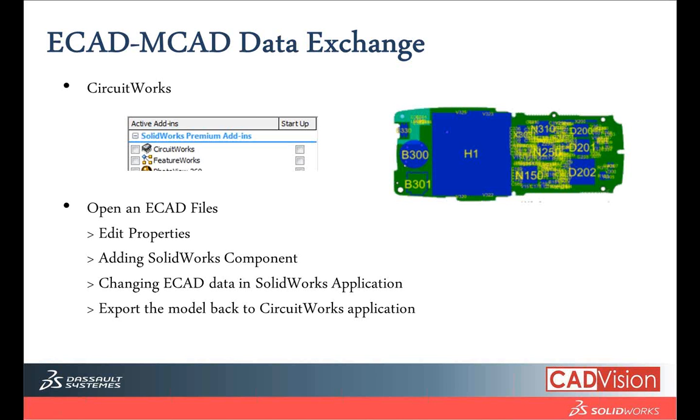Let's go further to look at what this ECAD and MCAD data exchange means. It simply means that you expand the capabilities by adding an add-on to SolidWorks. We can open ECAD files and edit the properties, adding SolidWorks components and creating them in 3D. We change the ECAD data in the SolidWorks interface, and then export it back. Basically, we import the ECAD files into SolidWorks to create 3D models, and from the 3D models we export back from MCAD into ECAD formats.